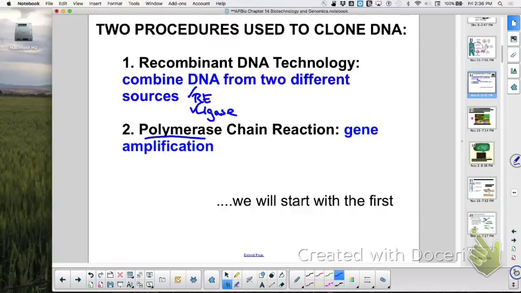That's why we use what? Taq, because that comes from who? Thermus aquaticus, who is under what domain? Archaea. All right? And so that allows us to go to that hot and cold.